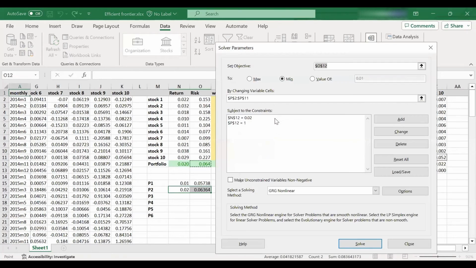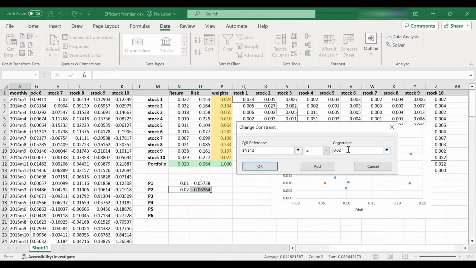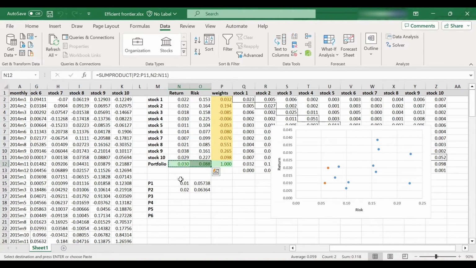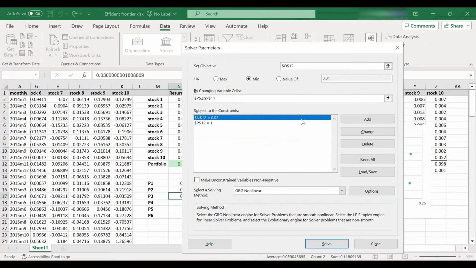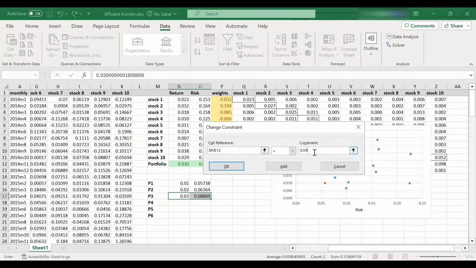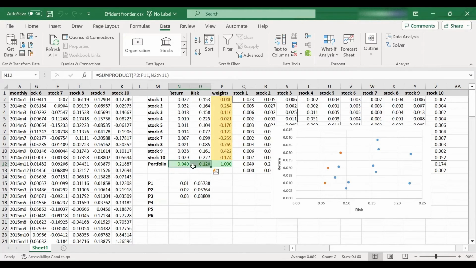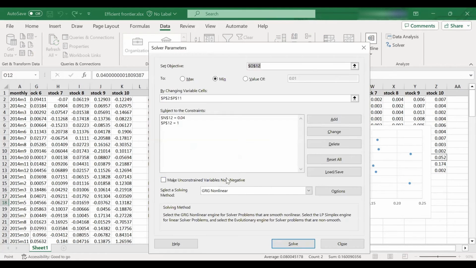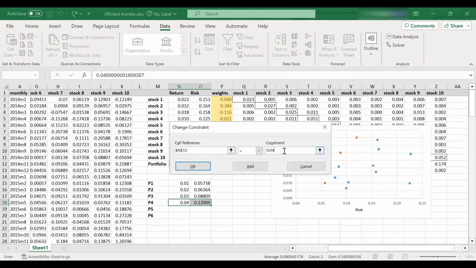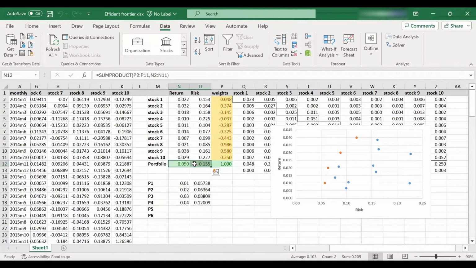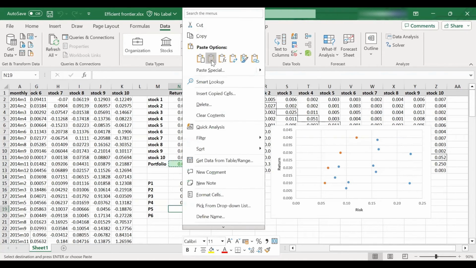Now go to Solver. I think you get the idea now. Change this to 0.03. Okay, solve, okay. And here's my third efficient portfolio. Got another point. Go to Solver, change to 0.04, okay, solve, and okay once again. Here we are, just copy paste, it's values. The fourth point. Let's do just two more, just to get a nice shape, change to 0.05. So paste it here. Here we are.